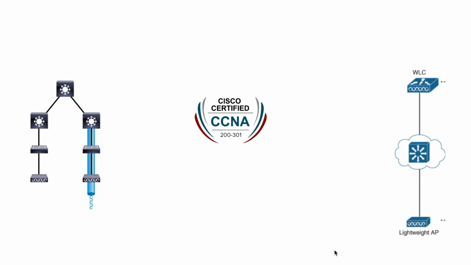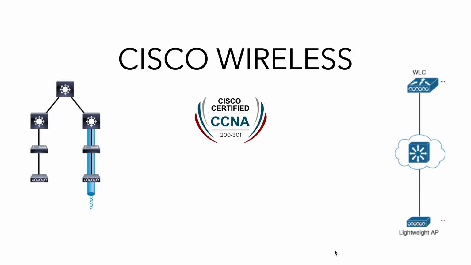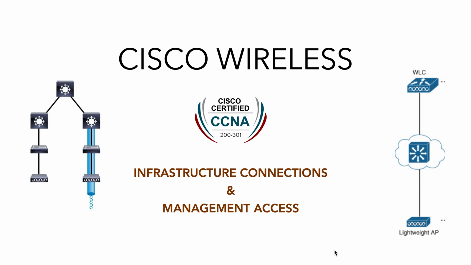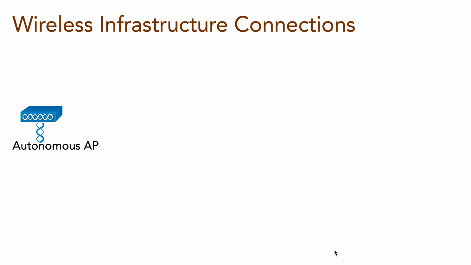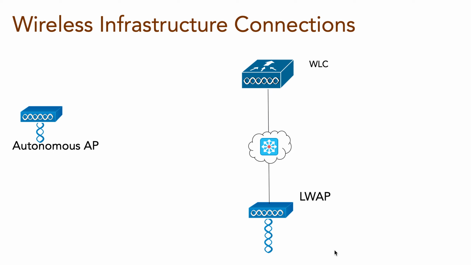In this session of the CCNA series, I'll discuss Cisco wireless infrastructure connections and management access. A wireless network can consist of APs such as autonomous APs or lightweight access points. These lightweight access points are coupled with one or more wireless LAN controllers. These APs are connected to the LAN side to pass traffic between the appropriate VLANs and wireless LANs.